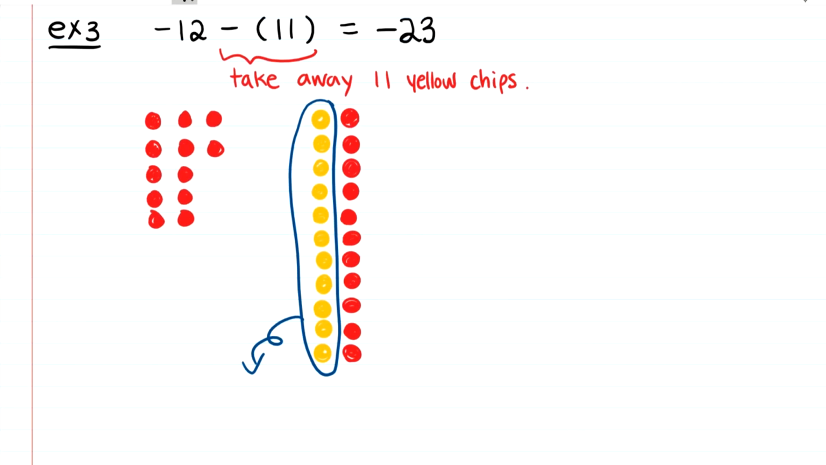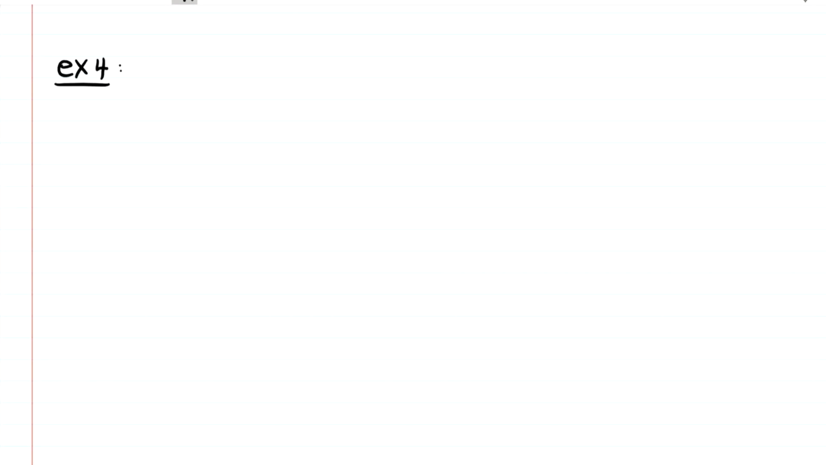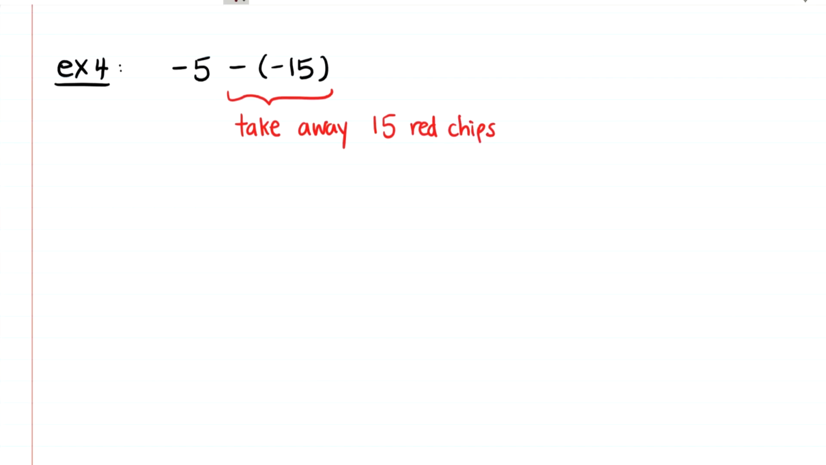So we are left with one more example. This time both numbers are negative: negative 5 minus negative 15. Let's take a look at the expression. Negative 5, we're starting with 5 red chips. And this means take away 15 red chips. Okay, let's draw 5: 1, 2, 3, 4, 5 red chips. And from 5 red chips, we're going to take away 15.